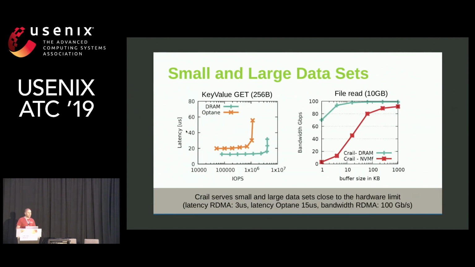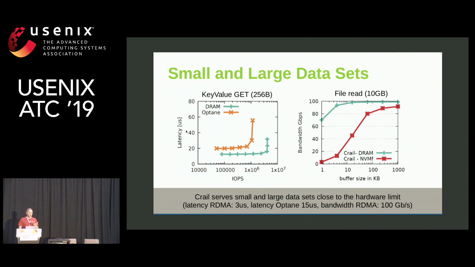This figure shows on the left side the performance of Crail for small value get operations. This involves the full message flow I've shown before, including a metadata operation and a read operation to get 256 bytes out of a storage server. And we show this for both the DRAM tier and the SSD tier. You can see we are getting down to values that are very close to the hardware limits.